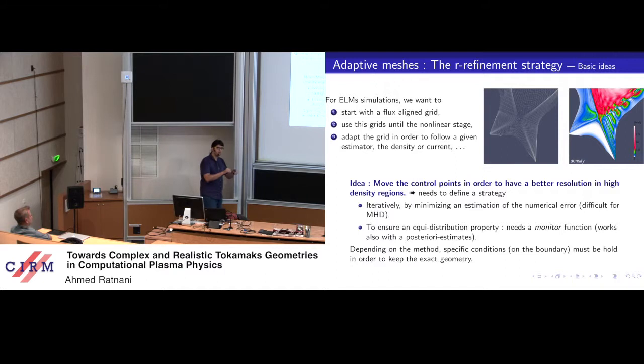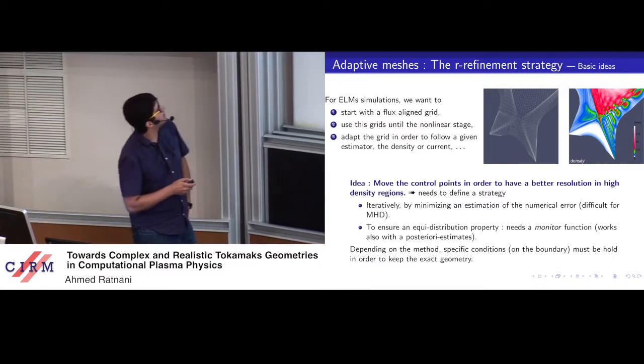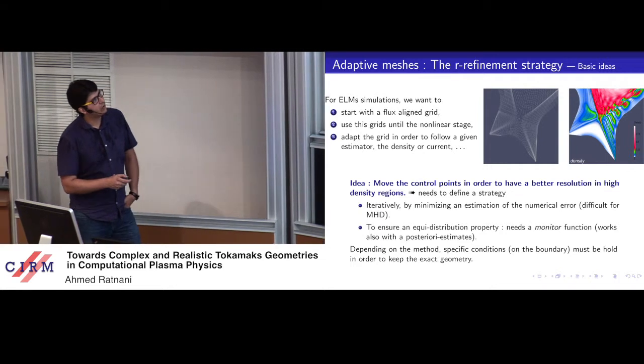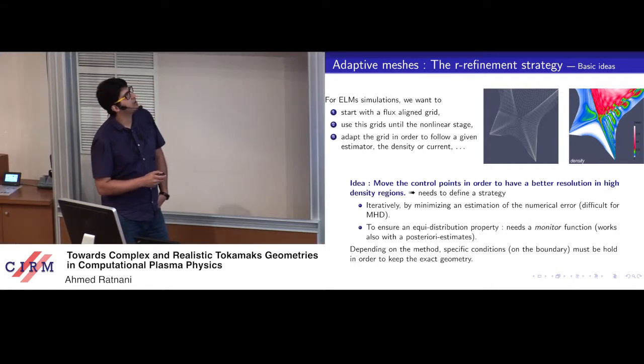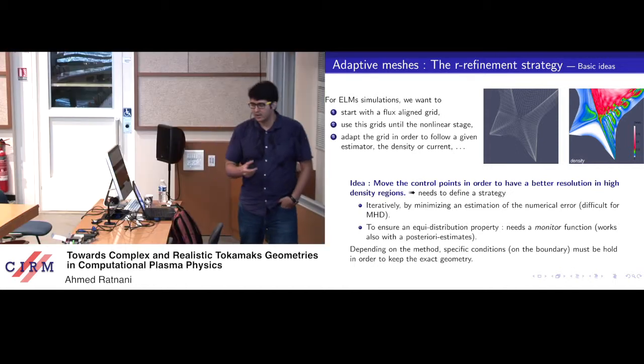So by moving the control points, I can change the shape of the geometry, and this is really what it's like in video games. It's also like in animation movies. They just move some control points, and you see the face changing. So this is really the idea. We move the control points in order to have better resolution in high density regions. So for this, we need to define a strategy.